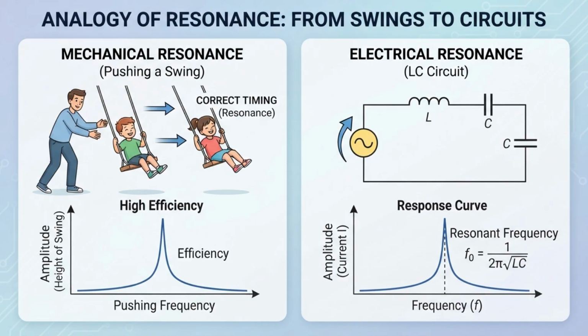Intuitively, imagine pushing someone on a swing. If you push at exactly the right rhythm, the swing moves higher and higher with very little effort. If your timing is wrong, the swing barely moves. A resonant circuit behaves the same way. It responds most efficiently at one specific frequency.